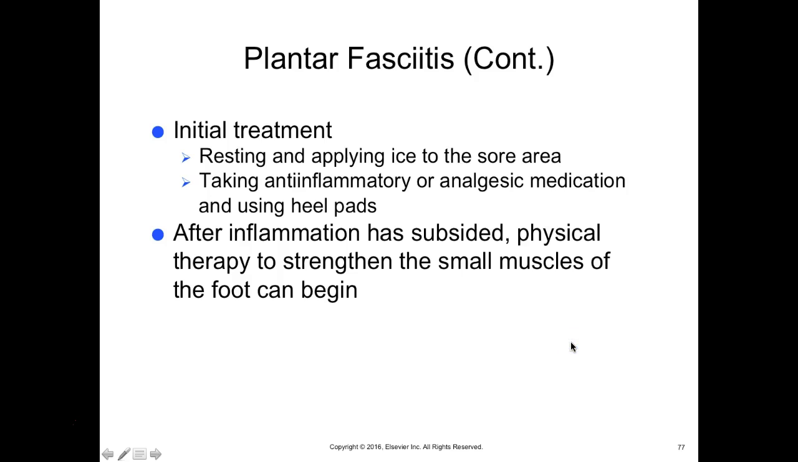All right, initial treatment: resting and applying ice to the sore area, taking anti-inflammatory analgesic medications, and using heel pads. After the inflammation has subsided, physical therapy to strengthen the small muscles of the foot can also begin.